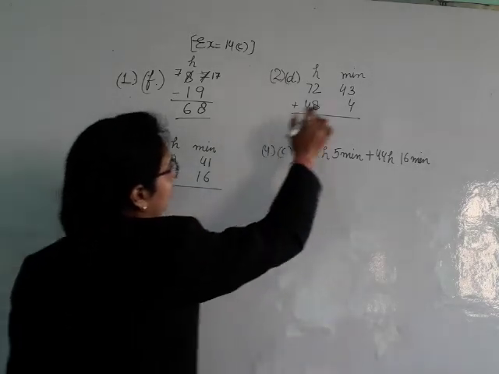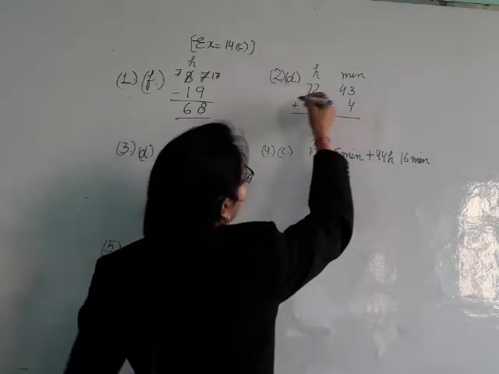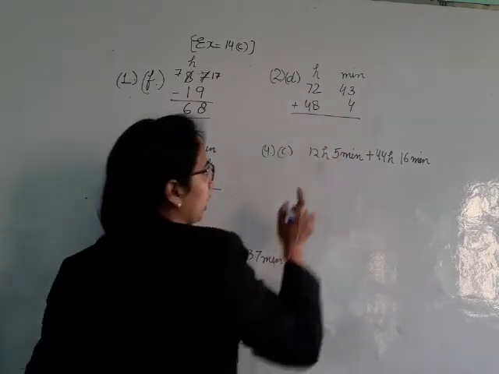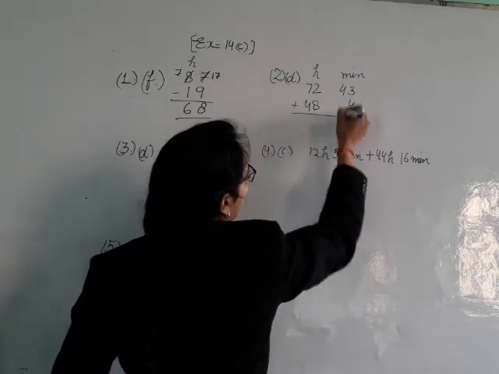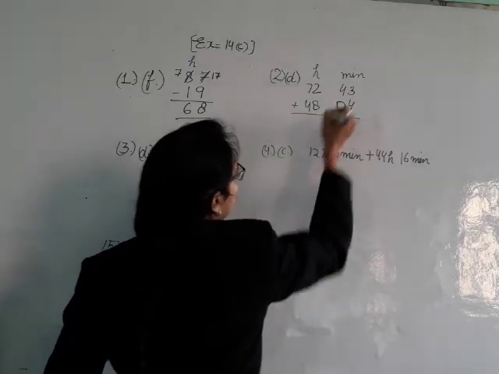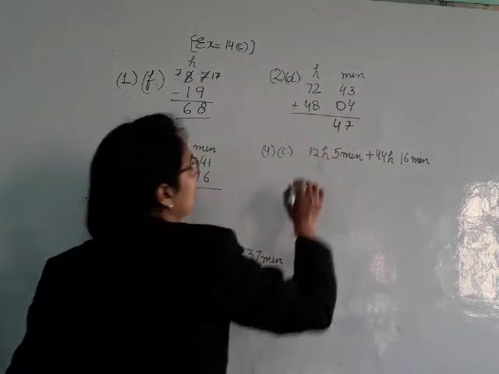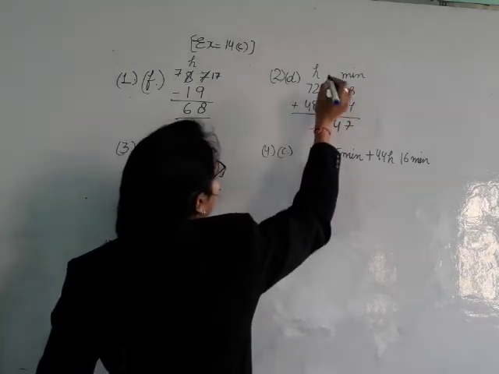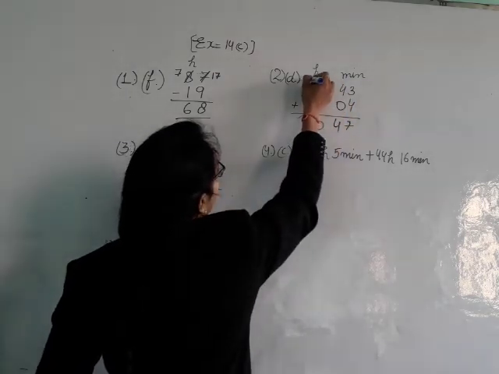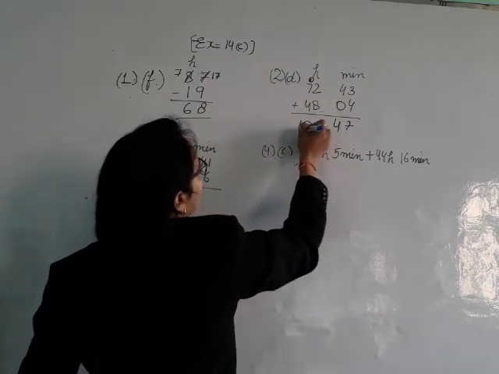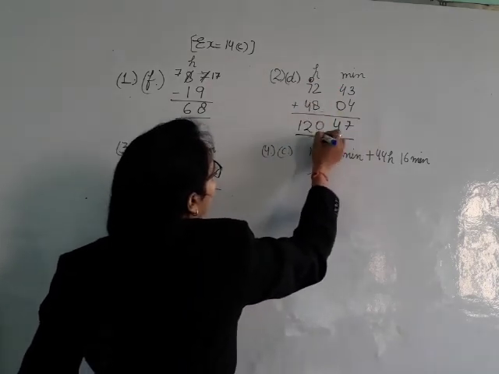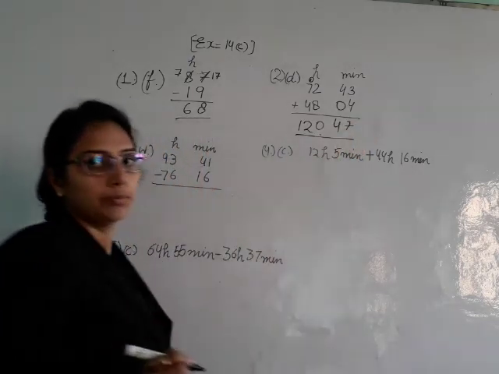Then D part, here the second D, if we have to add them. So 3 and 4, 7. 4, 0, here nothing is there, consider it as 0. So 8 and 2, 10. 1, 7 and 4, 11 and 1, 12. That means 120 hours and 47 minutes.